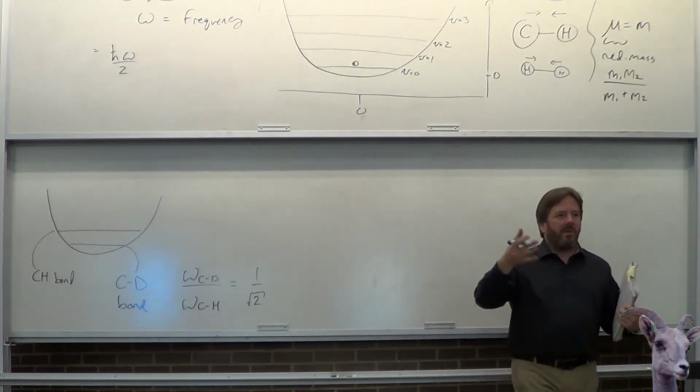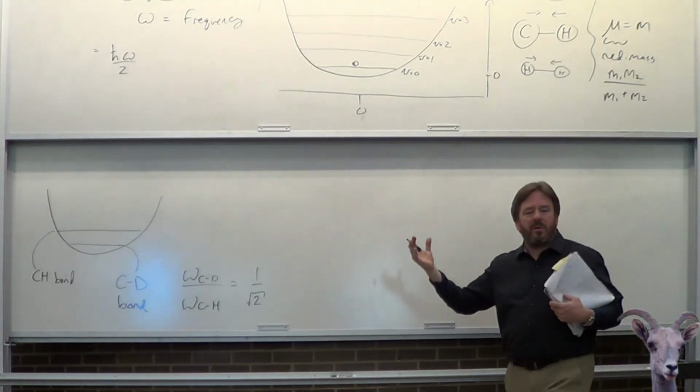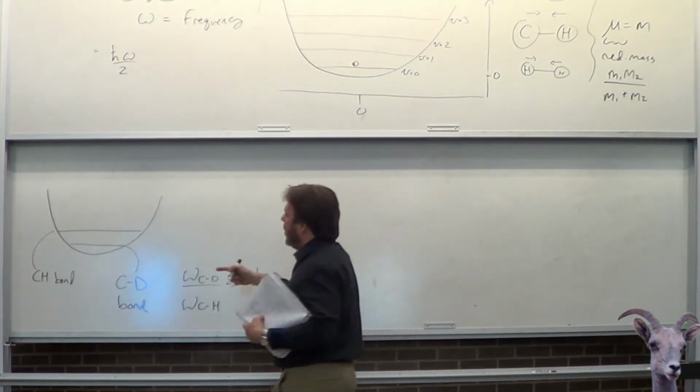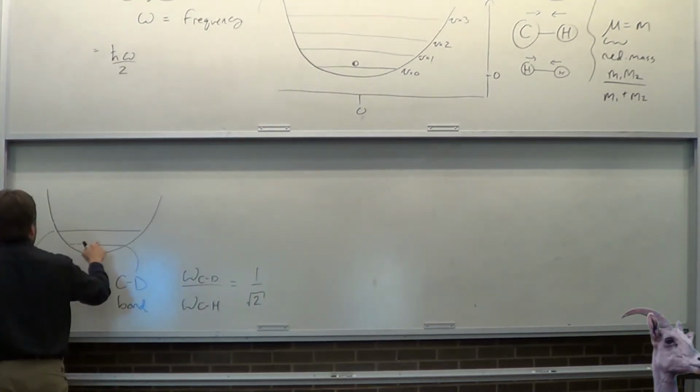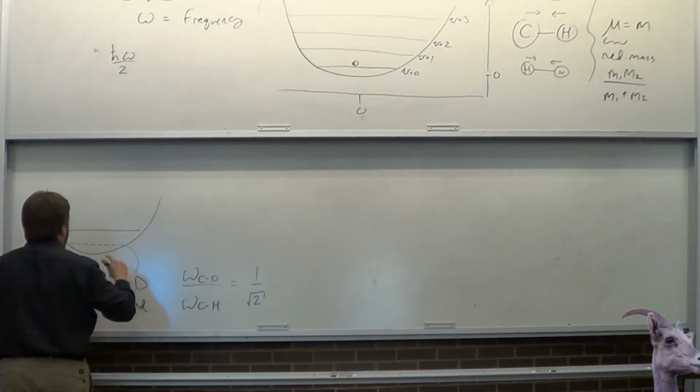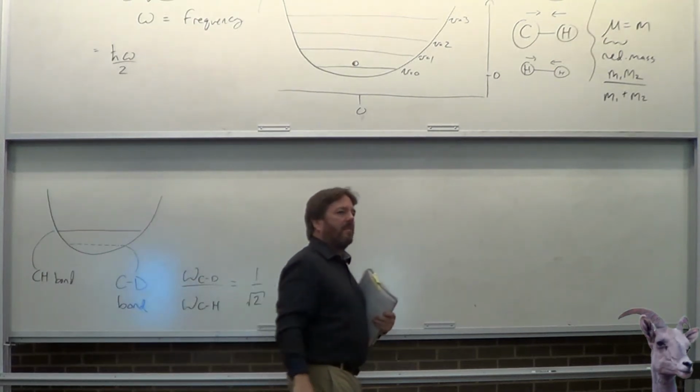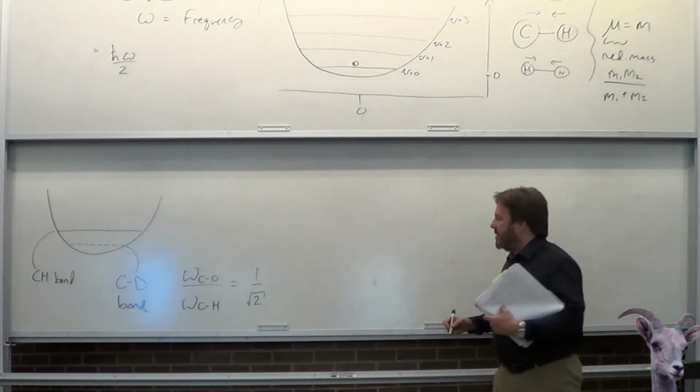Obviously, the square root of the difference in mass between deuterium and hydrogen. So if I draw the zero-point energy, I would do it like this. Let me put a little dash in there so that you know that I'm putting two different things into the same potential well.